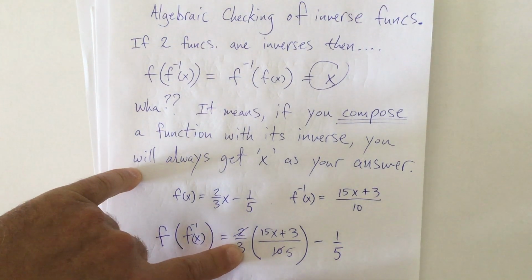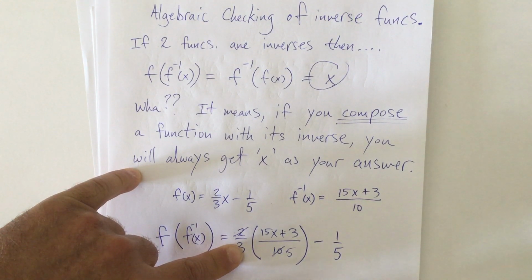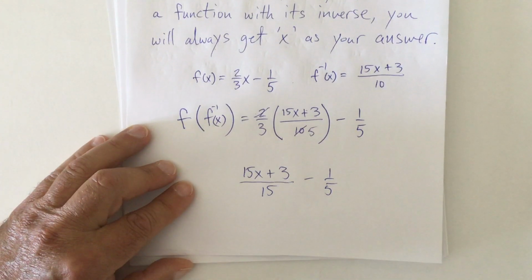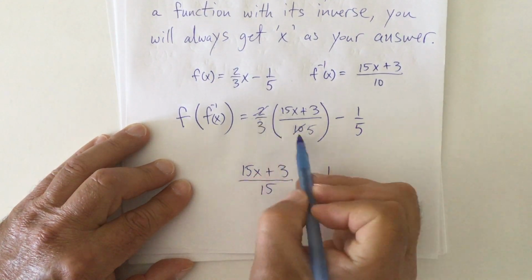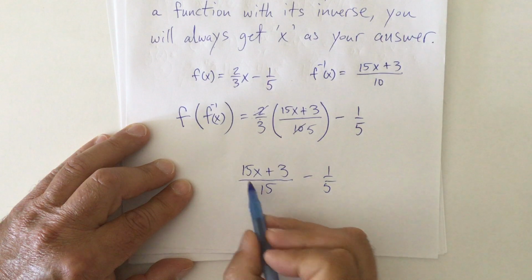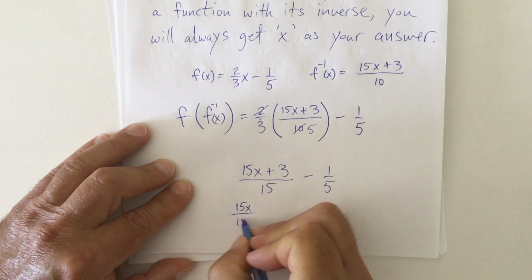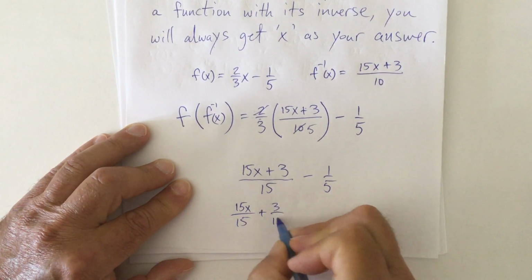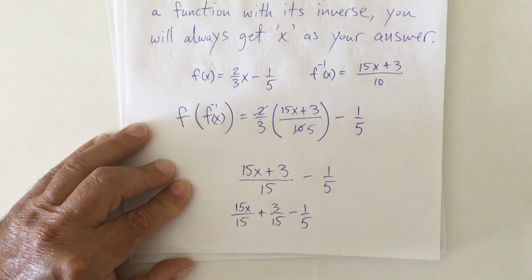So what do I have? I have 15x plus 3, the whole thing over 15, minus 1/5. Oh, yeah, you can read that. There. Sorry, I didn't do it where you could see it. So all I did is I plugged it in, but it's multiplying 2 fractions, so I can cross cancel. Now, I'm going to split this up, and I'm going to say, you know what? I could write this as 15x over 15, plus 3 over 15, minus 1/5.